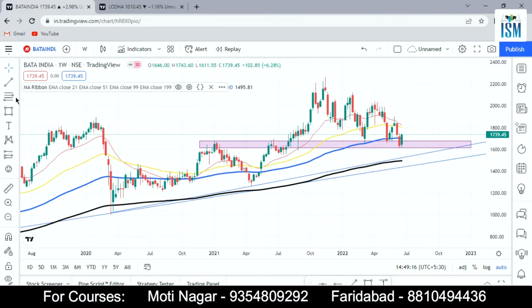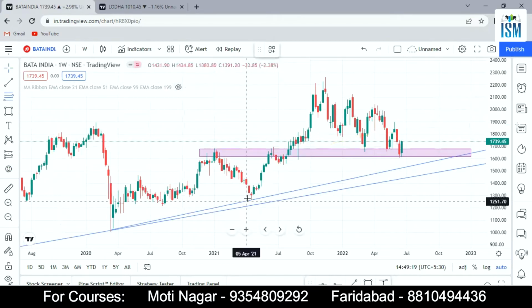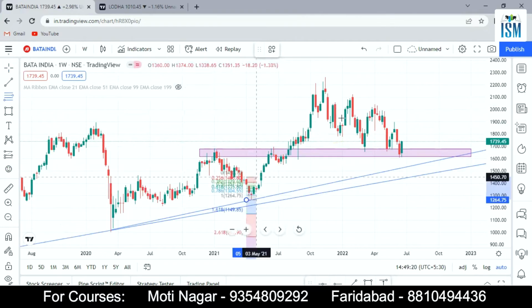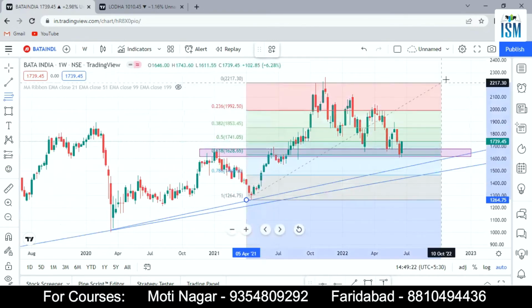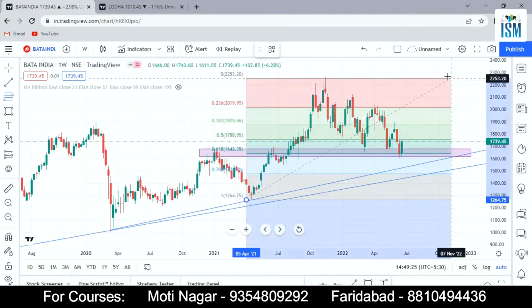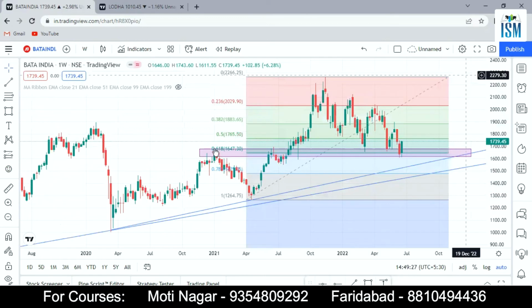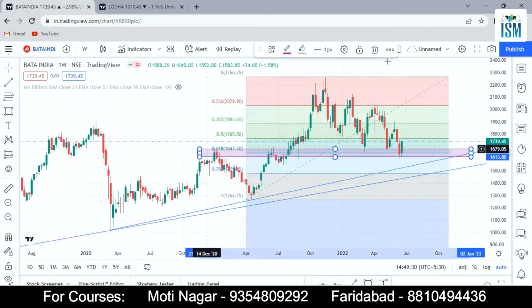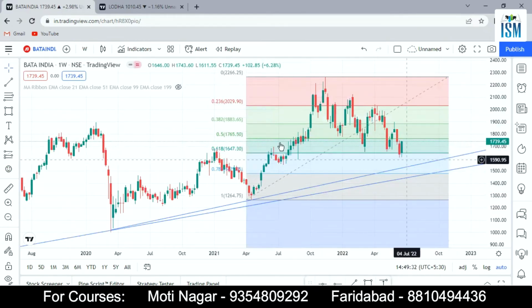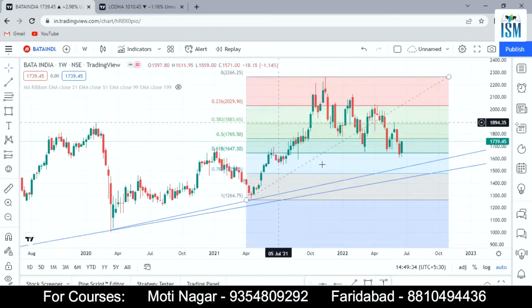Also, if we draw a Fibonacci from where the trend starts and all the way up to here, you can see that this particular level where we are taking support is the golden ratio, that is the 61.8% level.